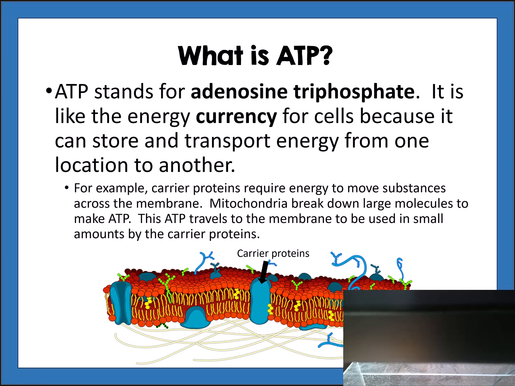So for example, carrier proteins, which we discussed previously, require energy to move substances across the membrane. Mitochondria break down large molecules to make ATP. And this ATP then travels to the membrane to be used in small amounts by the carrier proteins. So ATP is the small energy molecule that allows energy to be used in different parts of the cell, in different parts of the organism. For example, in the carrier proteins.